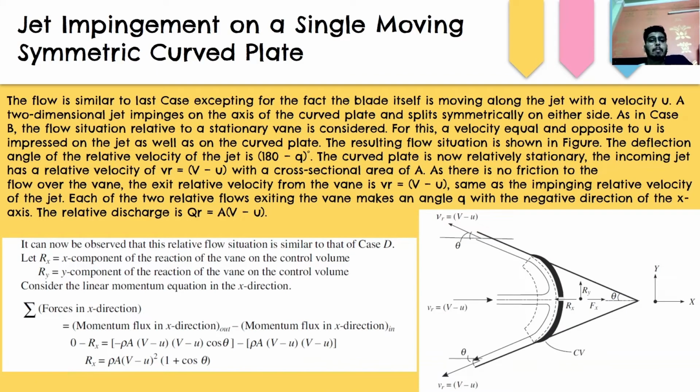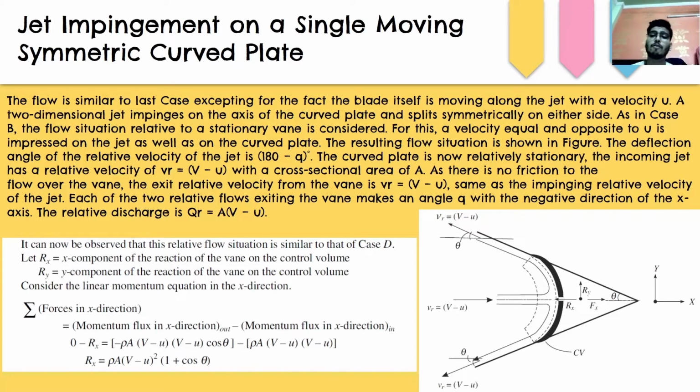Now further, we do the jet impingement on a single moving symmetric curved plate. This is the third case we are studying, where the flow is similar to the last case, except that the blades themselves move along with the jet with a velocity u, and a two-dimensional jet impinges on the axis of the curved plates and splits symmetrically on either side. As in case b, the flow situation relative to the stationary vane is considered. For this, a velocity equal and opposite to u is impressed on the jet as well as on the curved plates.